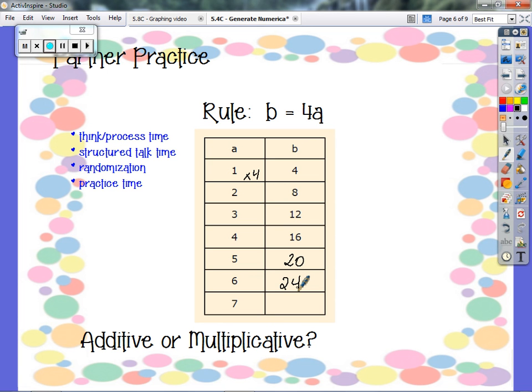Okay? And then the last one, we have 7. And for 7, if you are wearing black sneakers, please stand up. Black sneakers. Okay, Edgar, going to come up here and give us the answer for 7.